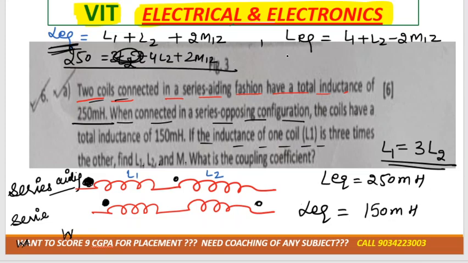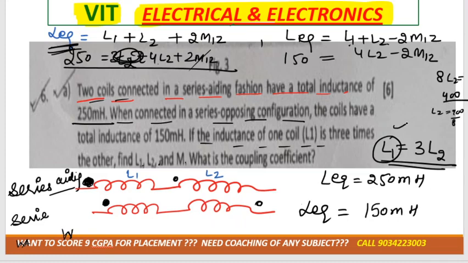One equation. Similarly, we can use 150 millihenry is equal to again 4L2 minus 2M12, right? If we add these two equations, M12 and M12 would be cut out, it will become 8L2 is equal to 150 plus 250, 400. So L2 will be 400 divided by 8. From here we can get the value for L1, right? And then we can get the coefficient of coupling.